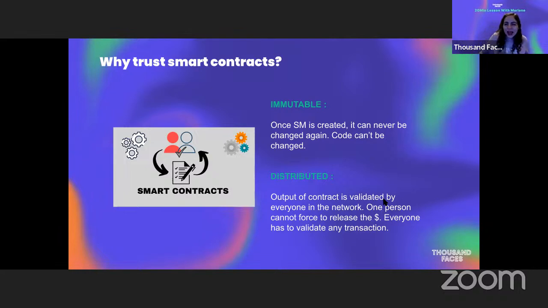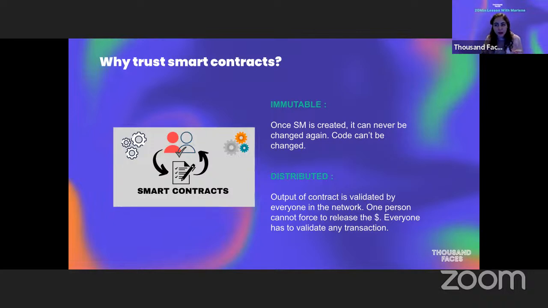So let's look at the two most important characteristics of smart contracts, since they're based on blockchain. Smart contracts, as blockchain, are immutable. Once a smart contract is created, the team codes the smart contract on the blockchain. This smart contract cannot be changed. It cannot be altered.